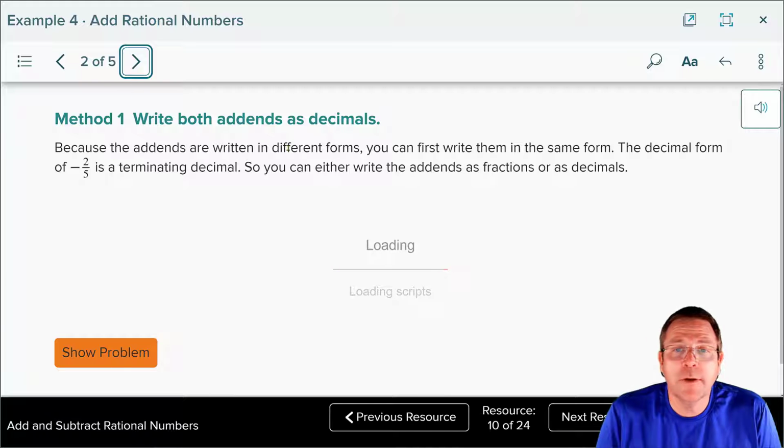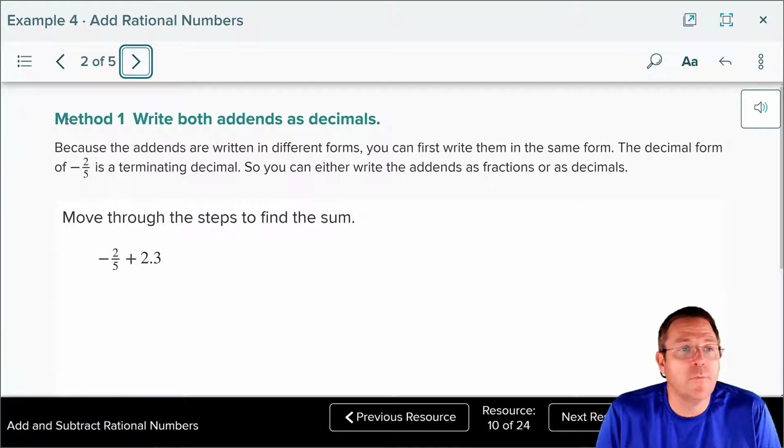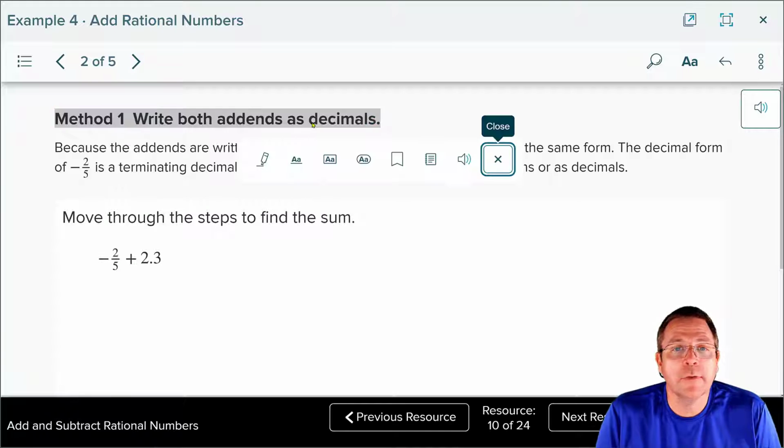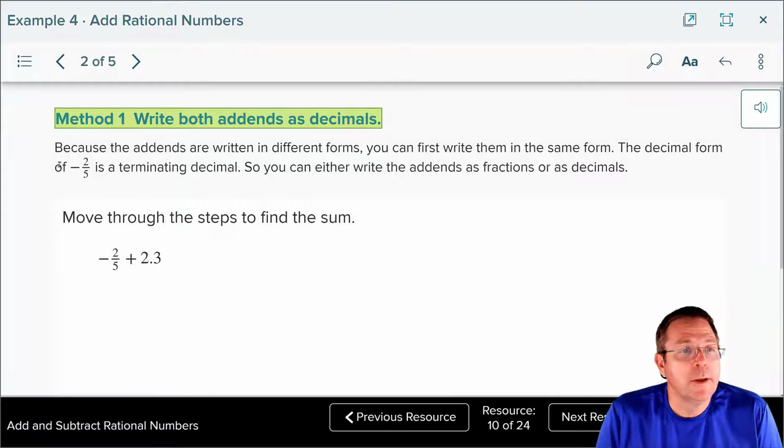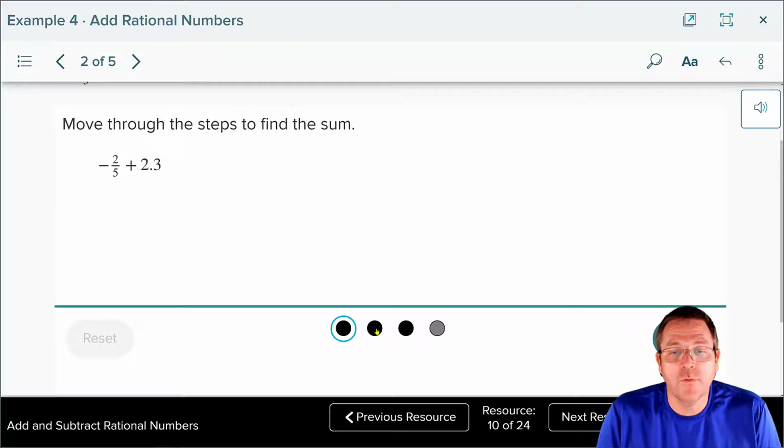Because the addends are written in different forms, you can write the first of them in the same form. And let's go ahead and highlight that because that's something you need to put in your notes. That's explaining what we're doing. The decimal form of negative 2/5 is going to be a terminating decimal. So you can either write the addends as fractions or decimals. Yep, pretty much all I just said there. Now let's go through the slides here.